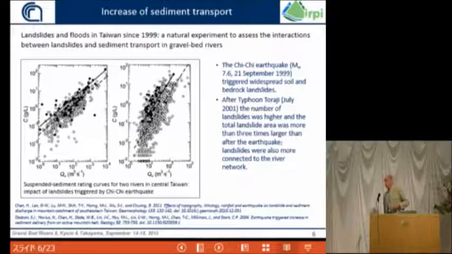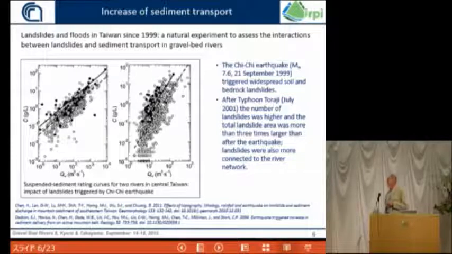And here, I apologize for repeating what was also presented yesterday by Michael Attel, but Taiwan, after the Chichi earthquake and subsequent typhoons, became an ideal natural laboratory for studying these processes. The Chichi earthquake triggered many landslides, and then the typhoon Toroji, a couple of years later, produced more and more landslides, and differently from the landslides caused by the earthquake, the ones triggered by the typhoon were larger in area and much more closely connected with the channel network.